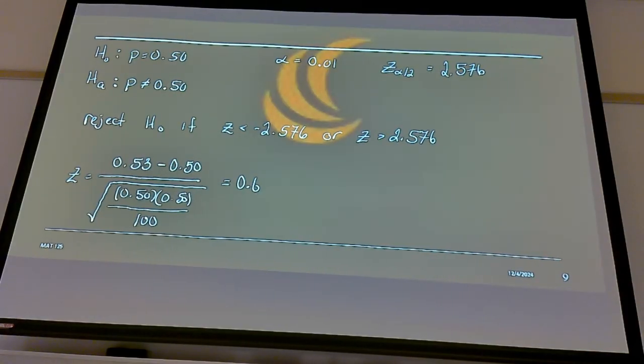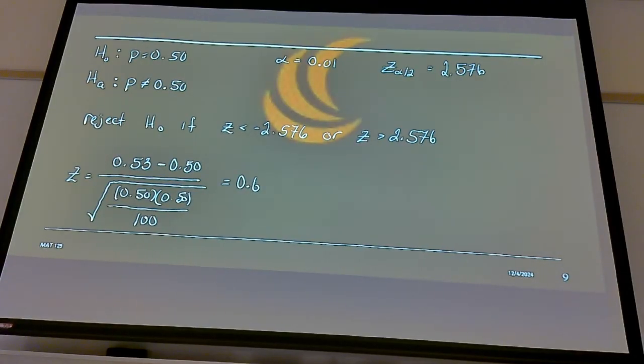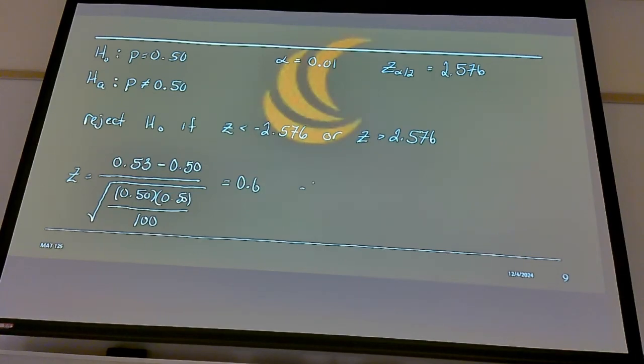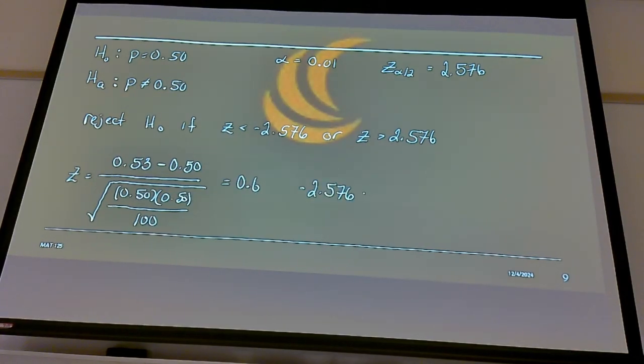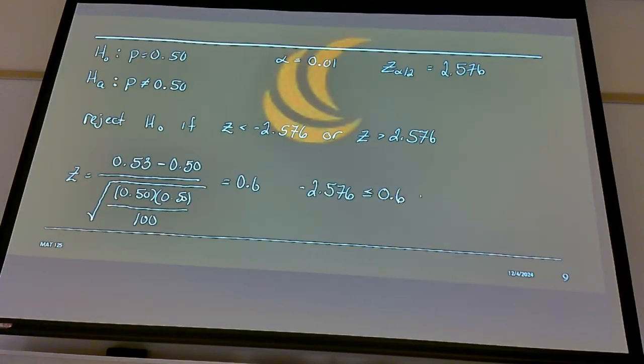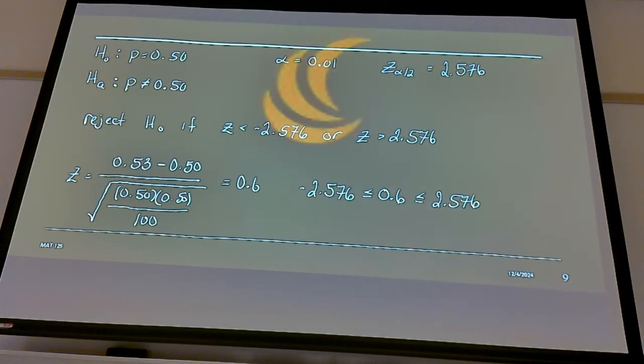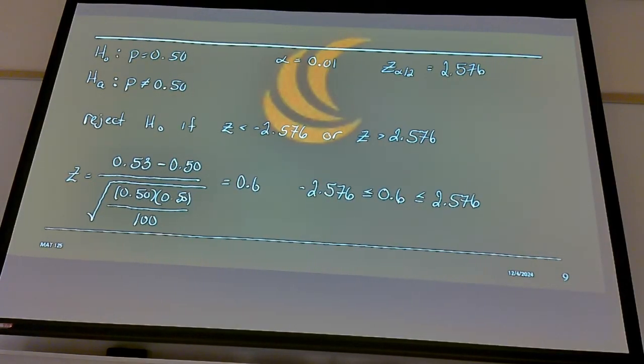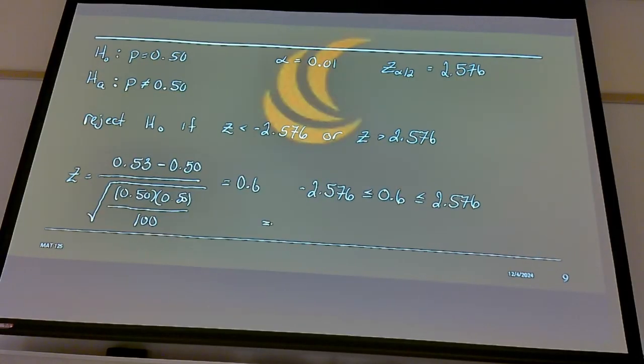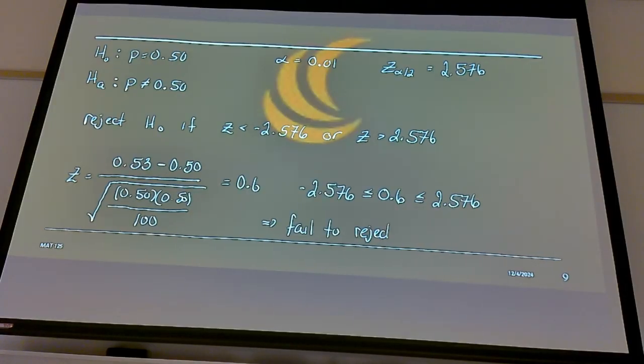No, it's right in the middle. I'll write it that way to represent that it's not in the rejection region, it's outside of it. This means we fail to reject the null.